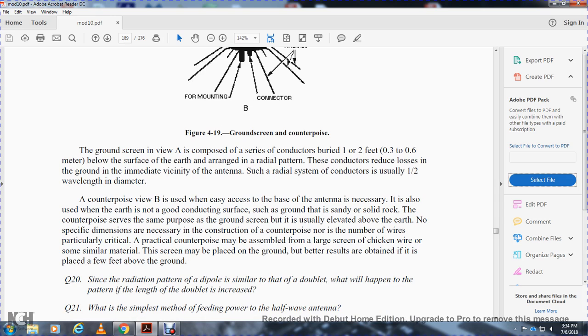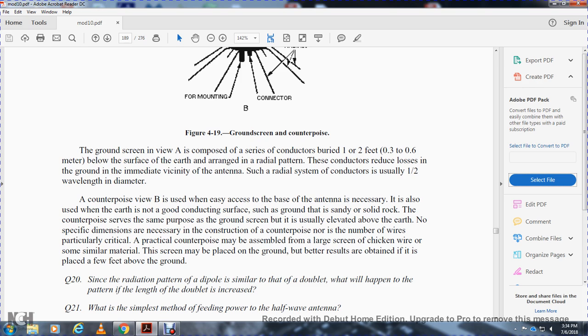In counterpoise view B, the way in which it is assessed for the base of the antenna is necessary where the ground is not good, the conducting strip of the east of the ground, sand, or solid rock. Counterpoise strip of the perfect ground screen is usually elevated above the earth with no specific dimension necessary for the construction. No number of wires is particularly critical. The counterpoise may be assembled with a large screen or chicken wire or some similar material.